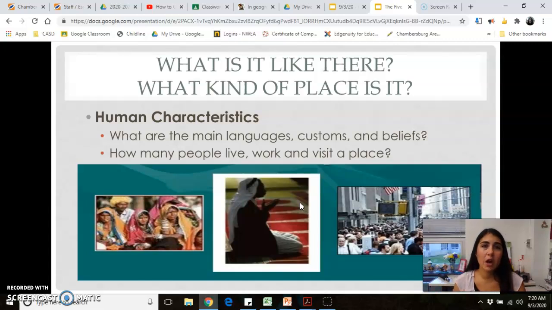So the human characteristics are, what are the main languages? What are their customs? Their culture? What are their beliefs? How many people live there? How many people work there? What kind of work do they do? I know in a city you wouldn't have a lot of farmers living in a city, so in that place you would have a lot of maybe businessmen, businesswomen. You might have a lot of people who own stores or work at stores or things like that, but you wouldn't have a lot of farmers. Whereas here in Chambersburg, we would have a lot more farmers than you would assume you would have in the city, because that is our place.